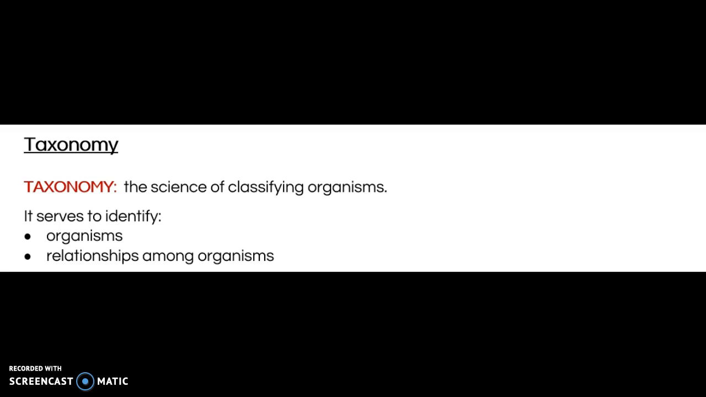And so for the next part of the lesson, I want to introduce you to the concept of taxonomy. Taxonomy is a little bit like nomenclature in chemistry. It's the science of classifying organisms, and we're going to name them in a certain way. Taxonomy serves to identify organisms, and it helps us figure out the relationships between those organisms based on how we classify them. So it's an extension of the phylogenetic tree.